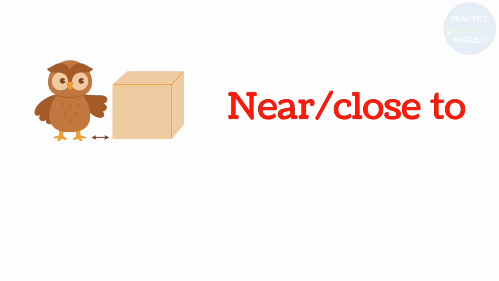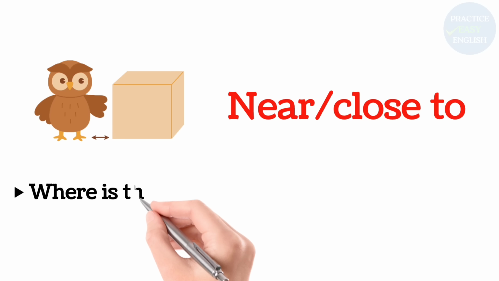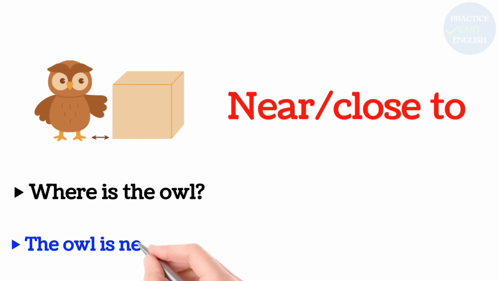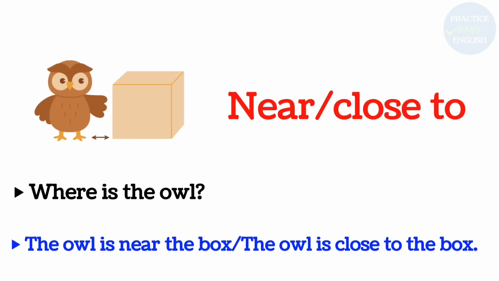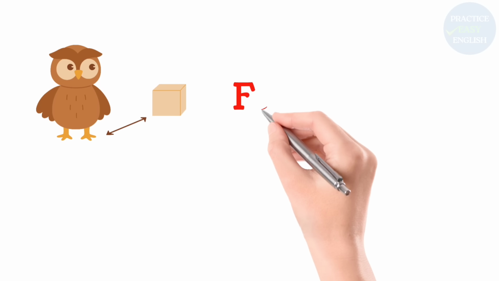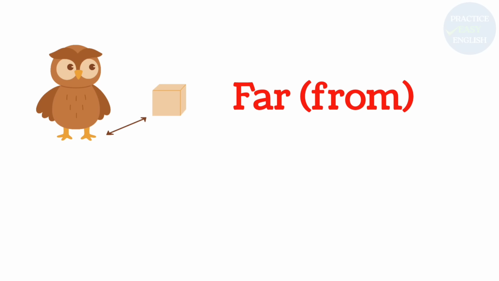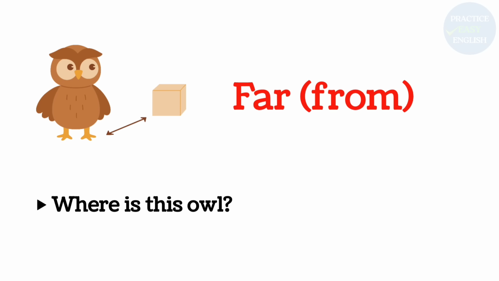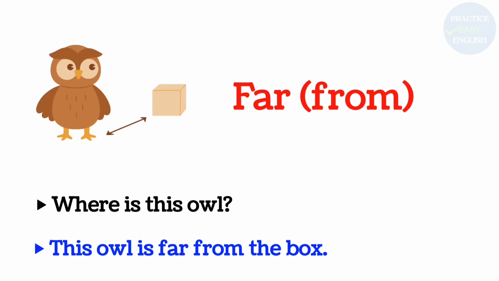Near, close to. Where is the owl? The owl is near the box. The owl is close to the box. Far. Where is this owl? This owl is far from the box.